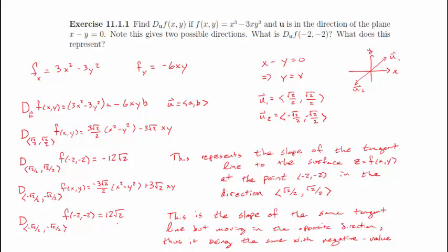So the first slope, negative 12 root 2, represents the slope of the tangent line to the surface z equals f of x comma y, at the point negative 2 comma negative 2, in the direction of root 2 over 2 comma root 2 over 2. The slope, positive 12 root 2, is the slope of the same tangent line but moving in the opposite direction, which is why it's the same thing but the opposite sign, right? So this should actually be expected because it's a single tangent line. It's just whether I am moving at the 45 degrees in the first quadrant, or at the 45-degree angle in the third quadrant. But it's the same line, so I can even pull up that picture again.